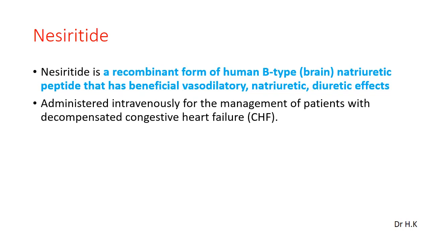The third option was Nesiritide. This is a recombinant form of human B type brain natriuretic peptide that has beneficial vasodilatory, natriuretic and diuretic effects. So this peptide causes loss of sodium, vasodilation and diuresis. All these effects are beneficial in congestive heart failure. So this drug can be used in congestive heart failure. It can be given intravenously for the management of patients with decompensated CHF.